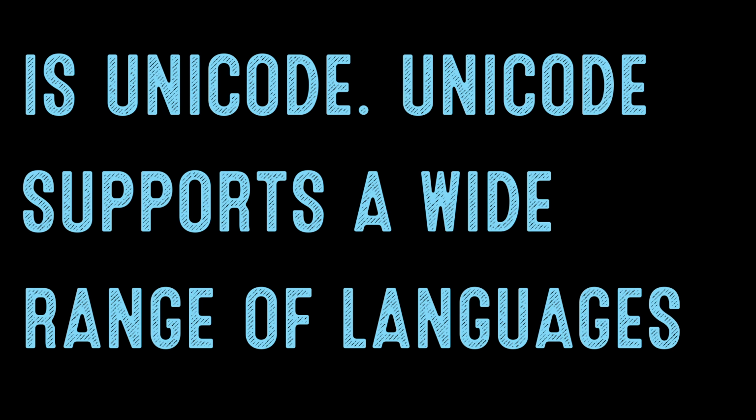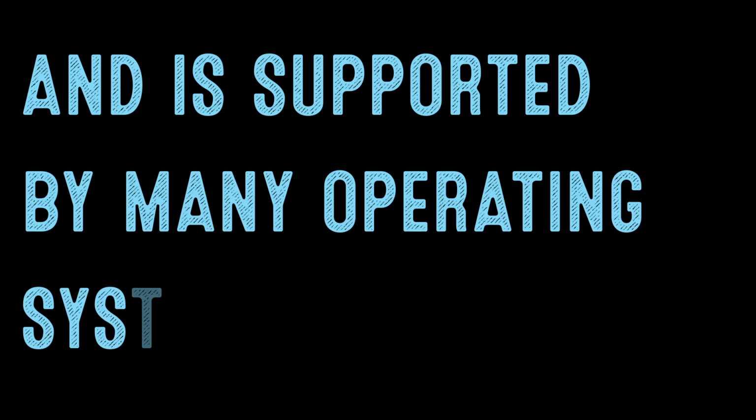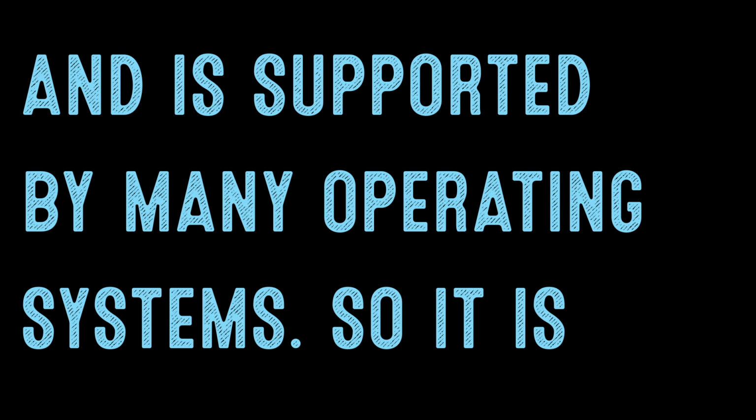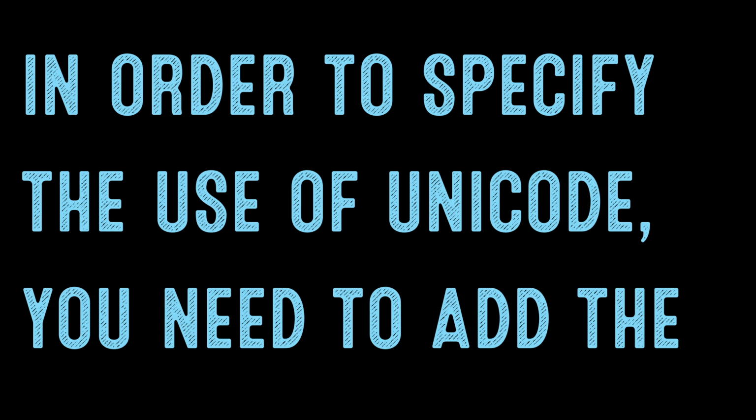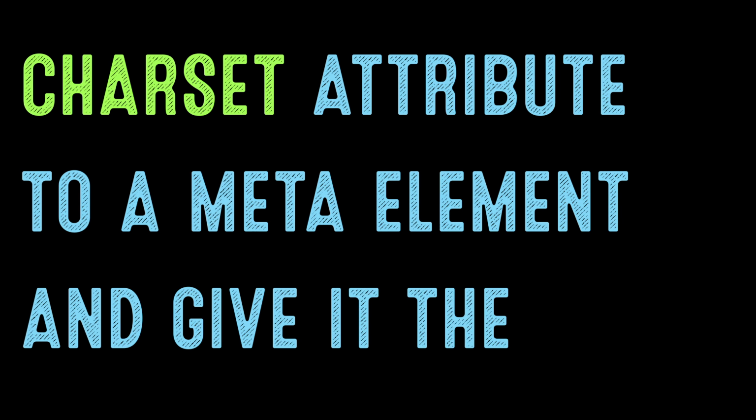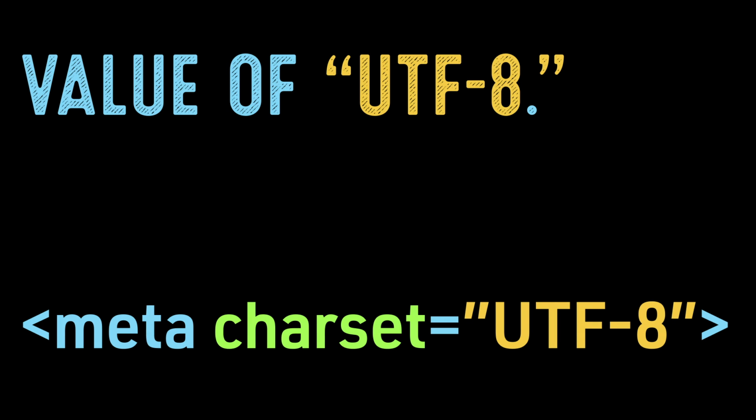Unicode supports a wide range of languages and is supported by many operating systems, so it is ideal for use in multilingual websites. With HTML5, in order to specify the use of Unicode, you need to add the charset attribute to a meta element and give it the value of UTF-8. Meta tag charset attribute equals "UTF-8" in quotation marks.